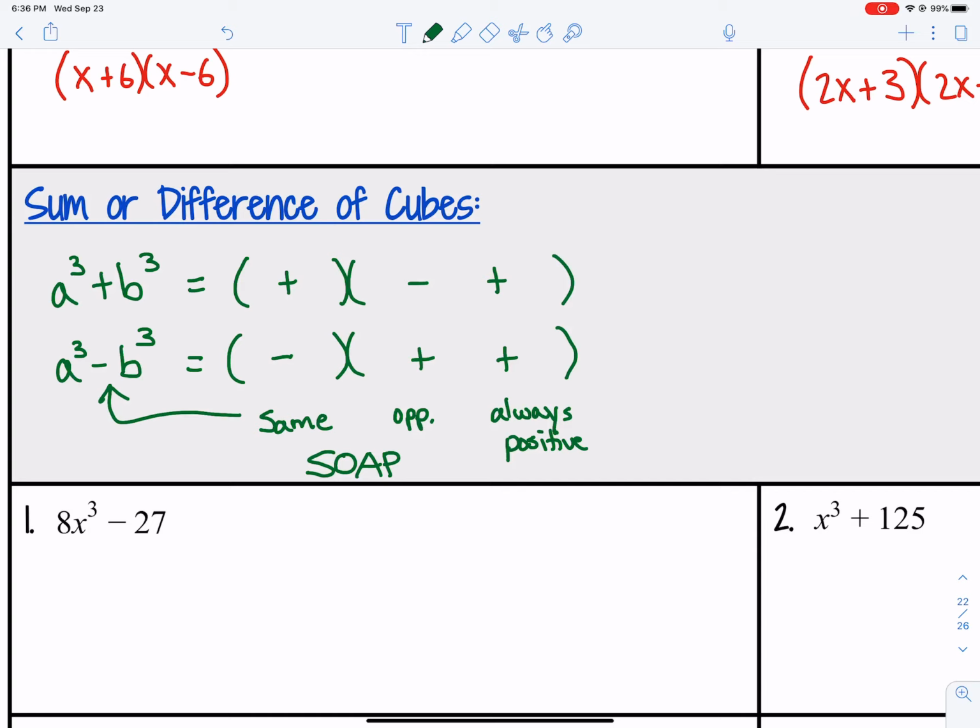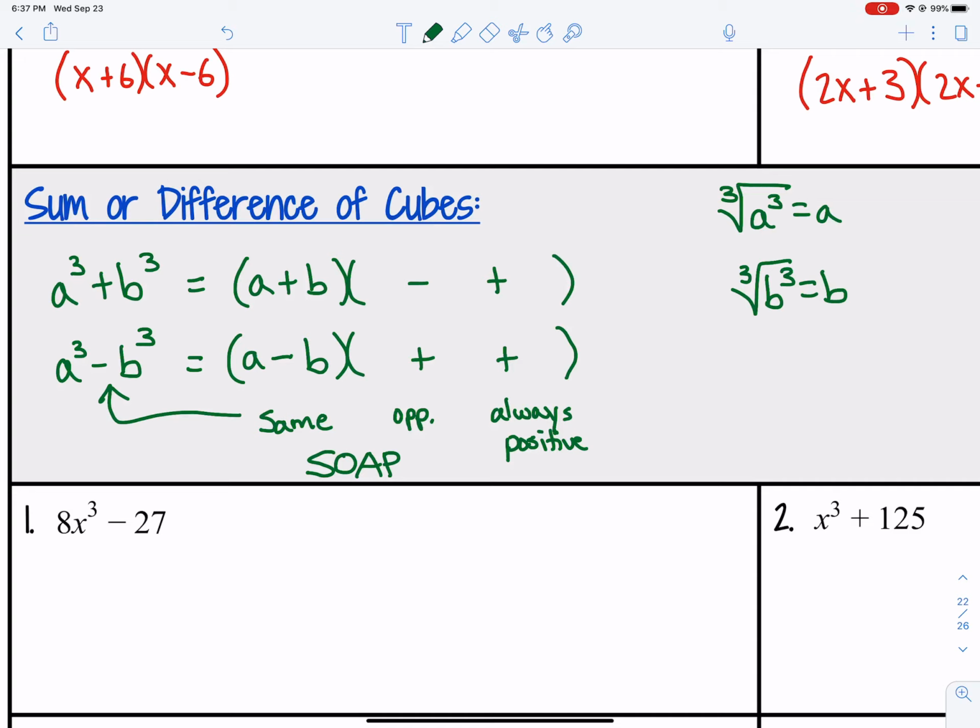So in your binomial factors, you would put the cube root of a cubed and b cubed. The cube root of something cubed is just equal to itself. So that first term would just be a. Same for b, the cube root of b cubed is just going to be b. So your binomial is going to be the cube root of your two original terms.